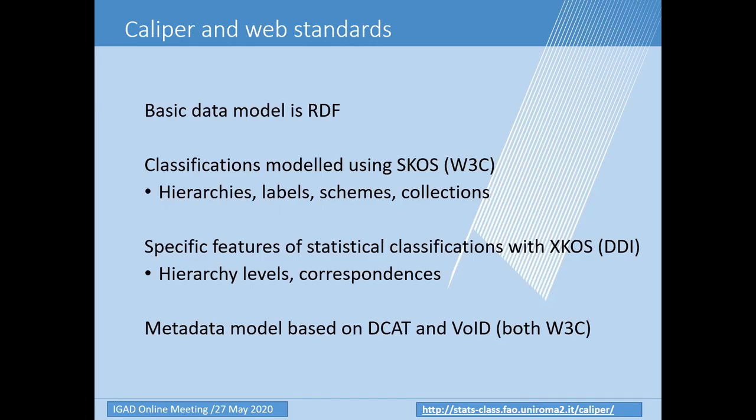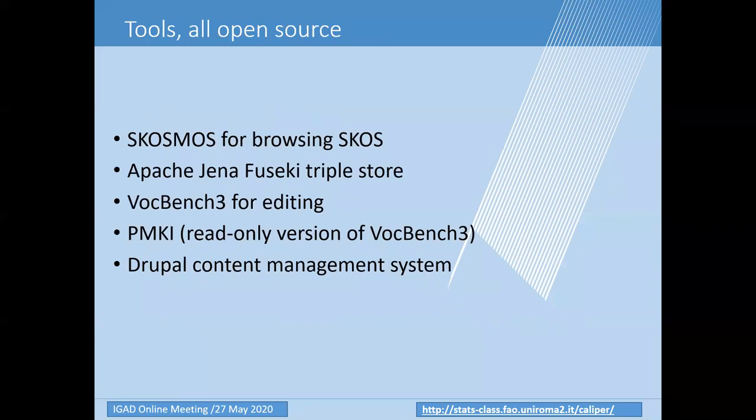And the metadata model is also based on standards. It uses DCAT and VoID, both W3C recommendations. When it comes to tools, all tools are open source. I mentioned the names, you can look them up. Also, they are linked from the website. It's Cosmos for browsing, a triple store of the Apache family called Fuseki. Workbench is the tool that we use for editing. PMK is like a read-only tool for people to explore. And also Drupal, the content management system, is open source.